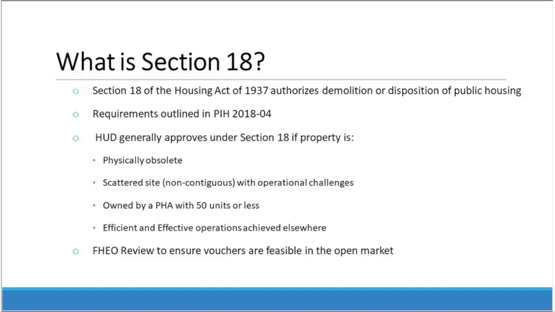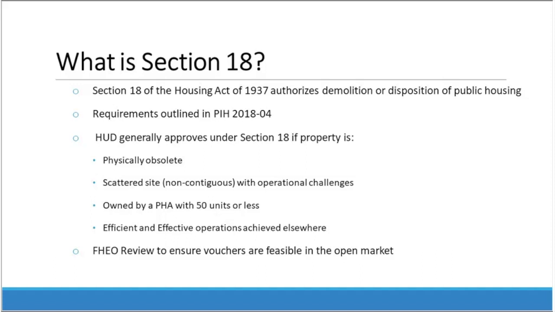Scattered sites. If your projects or units are scattered by the definition, then you are eligible for Section 18. If your property is owned by a housing authority with 50 or fewer units, and a little note here, it's 50 or fewer units at the time of your application. So if you start with a number of units larger than 50 and work your way down to 50 or less, you can then become eligible. So you don't have to start there. And then the last general category is often shorthanded as efficient and effective operations.